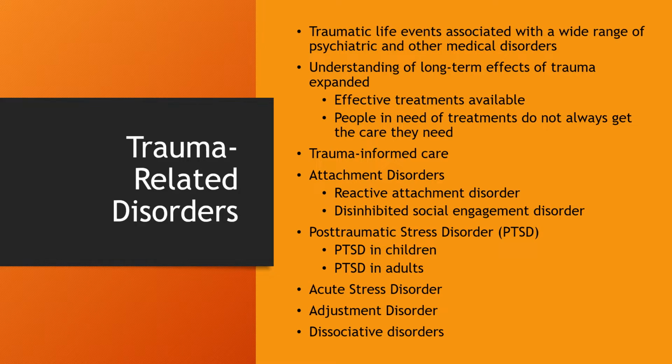In this chapter, we're going to look at attachment disorders, which include reactive attachment disorder and disinhibited social engagement disorder. We'll look at post-traumatic stress disorder of children and adults. We'll look at acute stress disorder, adjustment disorders, and we'll finish off with dissociative disorders. And this might include dissociative amnesia, depersonalization or derealization disorder, and dissociative identity disorder.